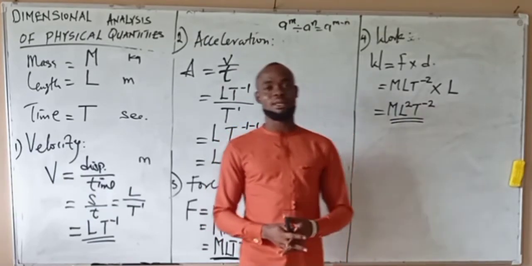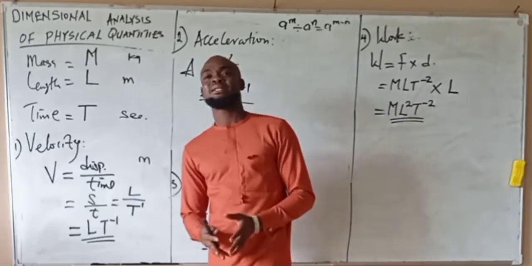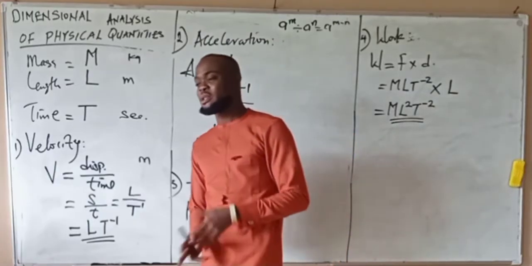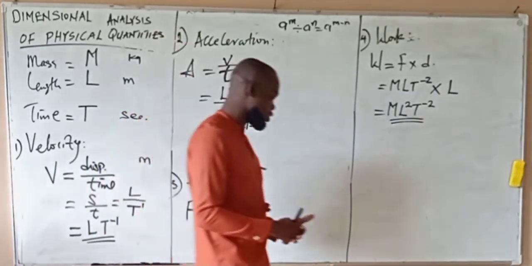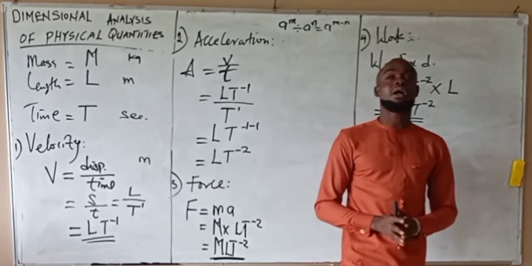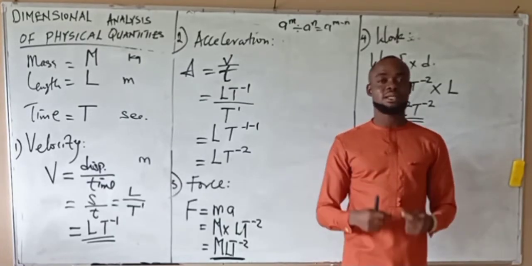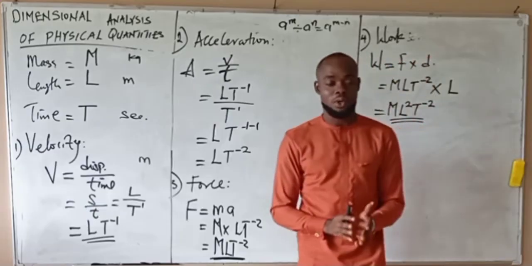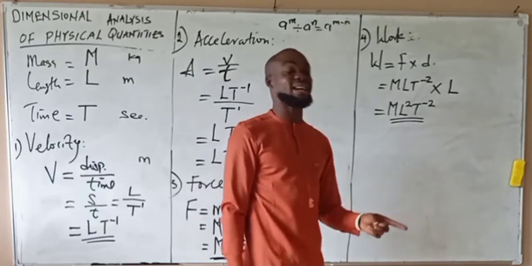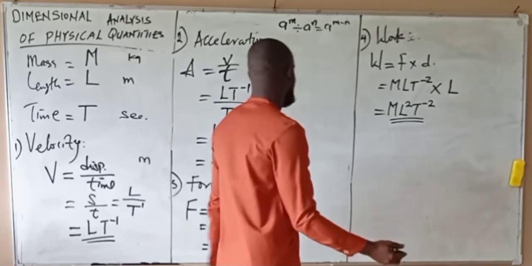Even moments have the same dimension as work, and the same dimension as energy. Moment is the product of force and a perpendicular distance. That's what we call moment. Now, work is just the product of force and distance moving in the direction of the force, whether perpendicular or not. But moment is the product of force and distance that is perpendicular to that force, or making an angle of 90 degrees to the surface from which you are taking that moment. So, please take note of that.